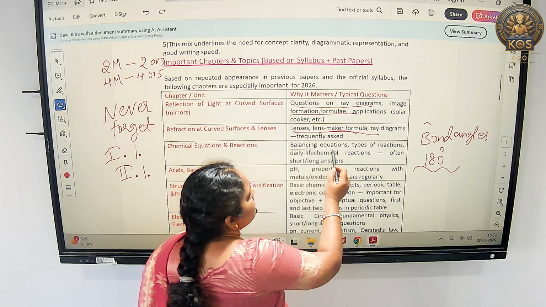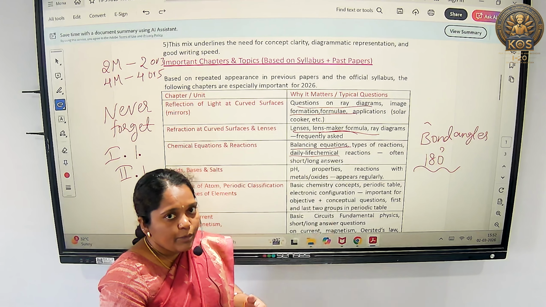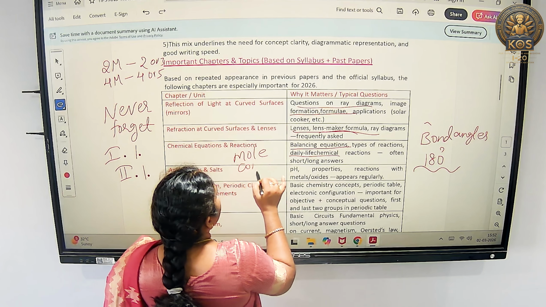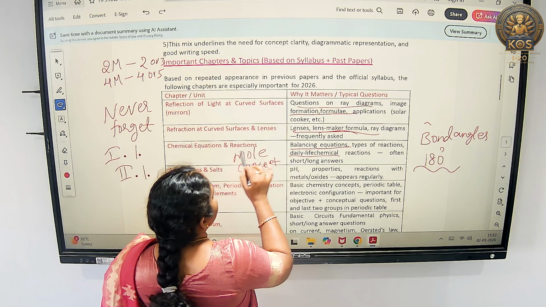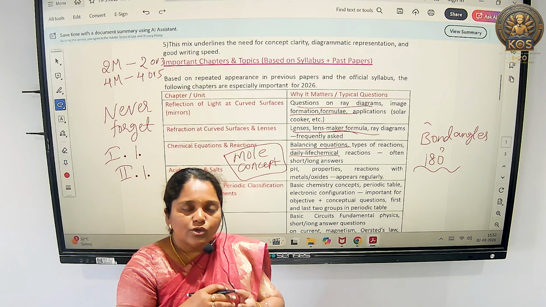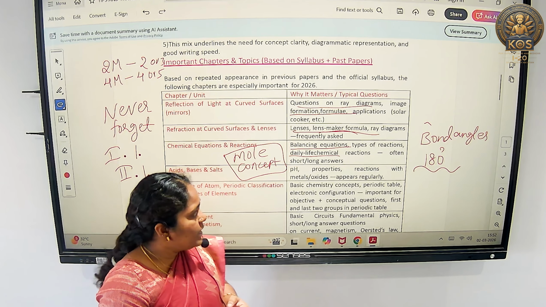Now coming to next, balancing the chemical equations, and next, mole concept problems. The very important thing is mole concept problems. If the mole concept problems are given, then you have to solve them. It will be for 4 or 6 marks. It's a lengthy answer, you will get it.